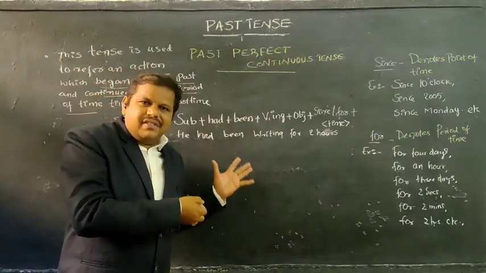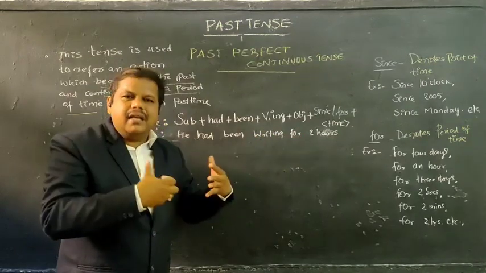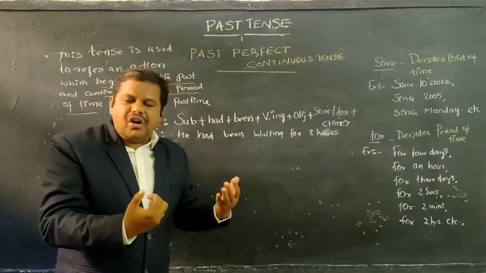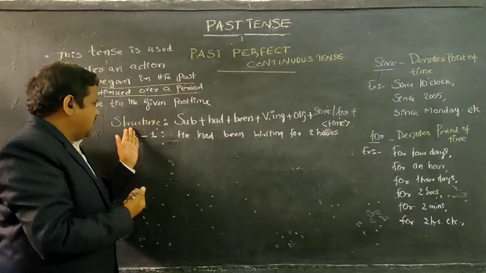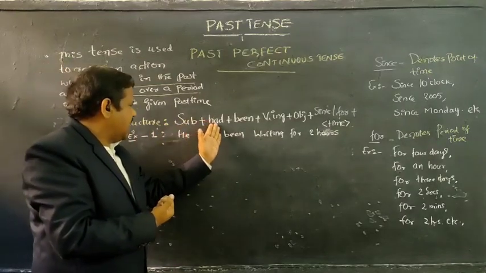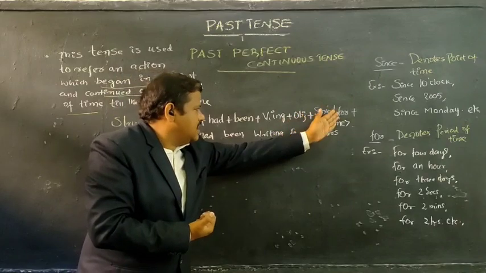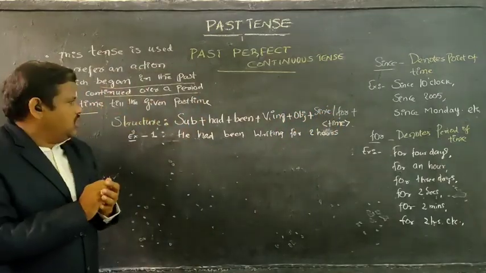Now, I am explaining with the simple structure, that is the affirmative form. Next, we will see completely the affirmative form, the negative form, and the interrogative form. This is the structure I just explained: subject plus had been, V1 ing plus object, since or for plus time factor. Let us see a small example, you will understand.